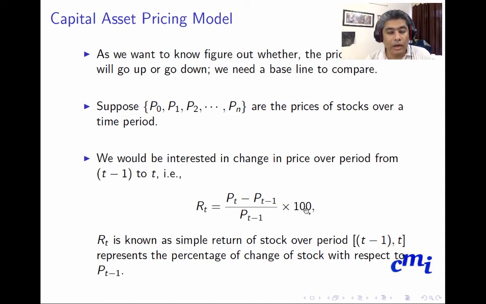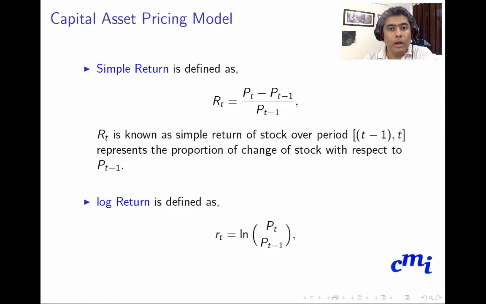Sometimes this return is calculated without the 100 also. In that case, we will call it a proportion. So for the simple return, here I am defining it without 100, but typically it is multiplied by 100 and presented as a percentage. But for the time being, we just keep it simple and analyze it without 100. Simple return is defined as (Pt minus Pt minus 1) divided by Pt minus 1. So Rt is known as the simple return over a period t minus 1 to t.